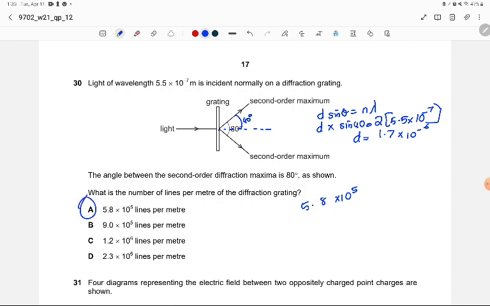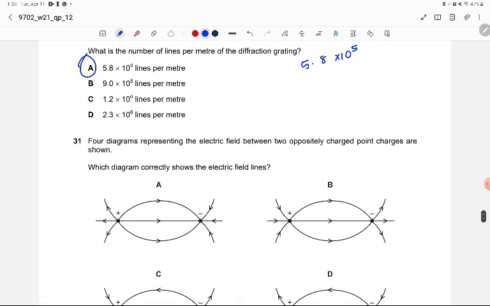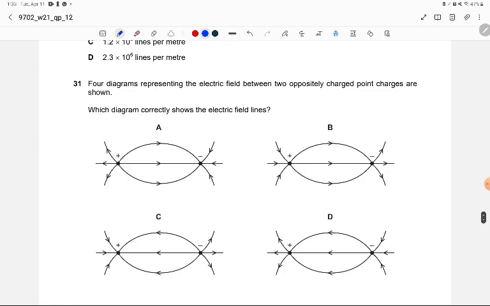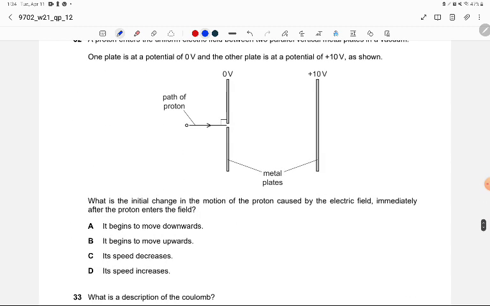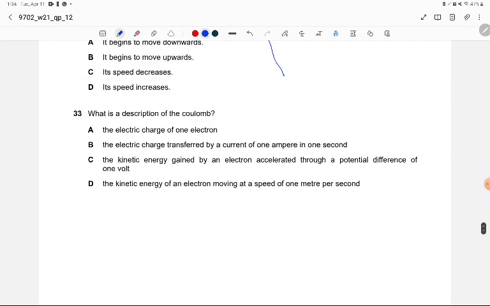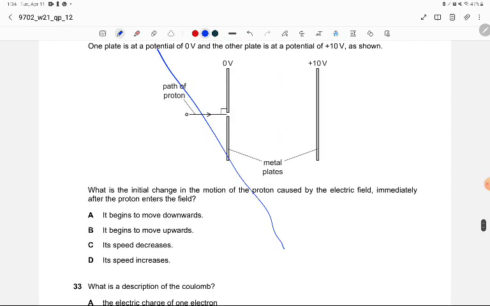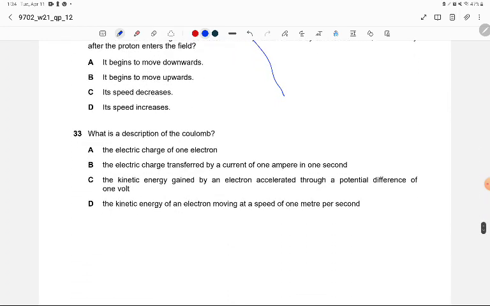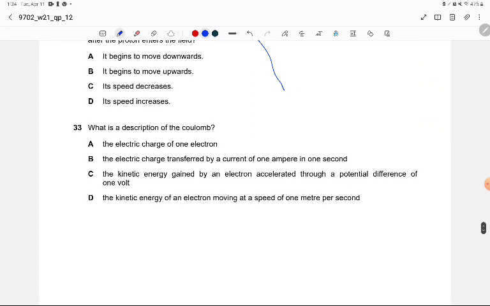Okay. Diagrams: electric field is not a part of your syllabus, and this is also not part of our syllabus. What is the description of a coulomb? Well, the electric charge of one electron. No, the electric charge transferred by a current of 1 ampere in 1 second, or the kinetic energy of an electron moving, or the electric charge of one electron.